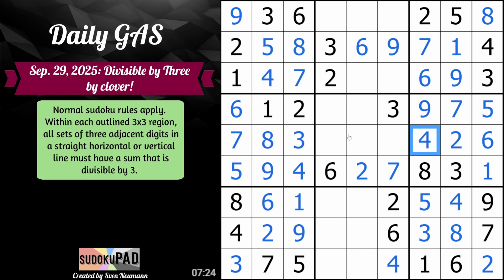Then, what are our options? 1, 5, 9. So one of each version. And the only one that works is the remainder 2 to match with the remainder 1, which is our 5 here.